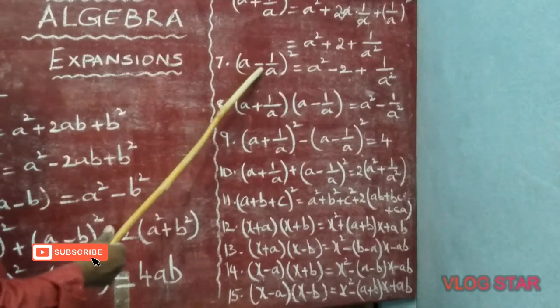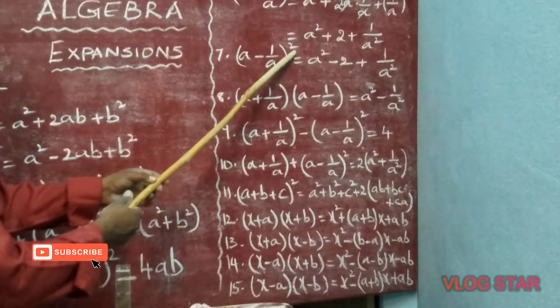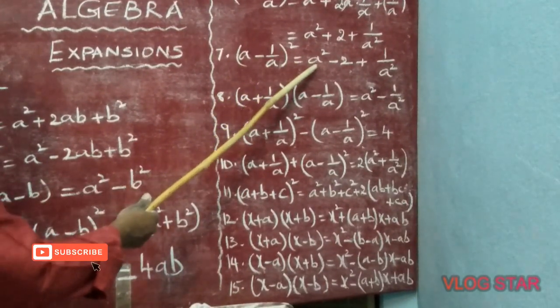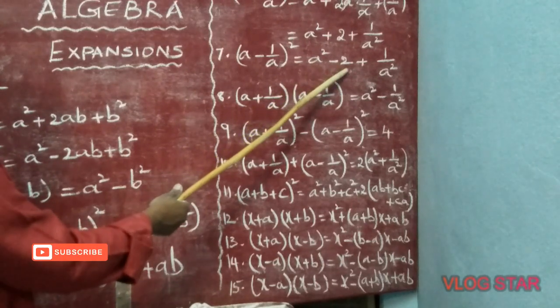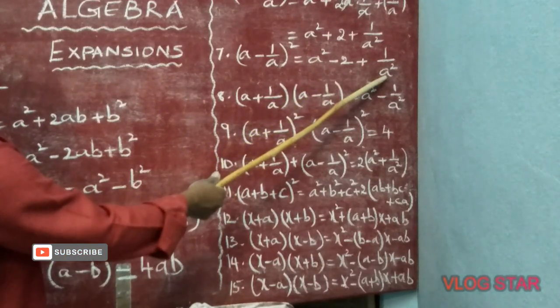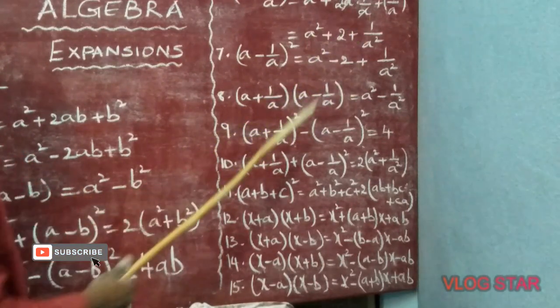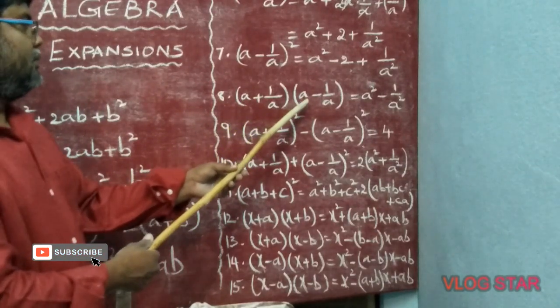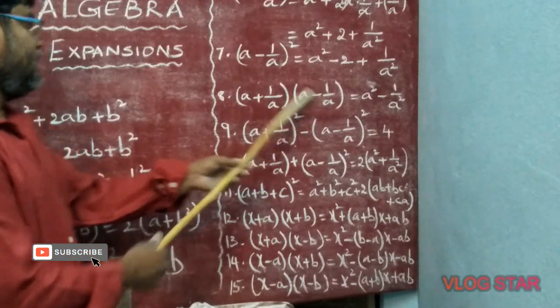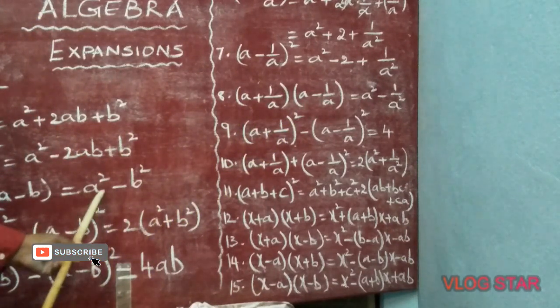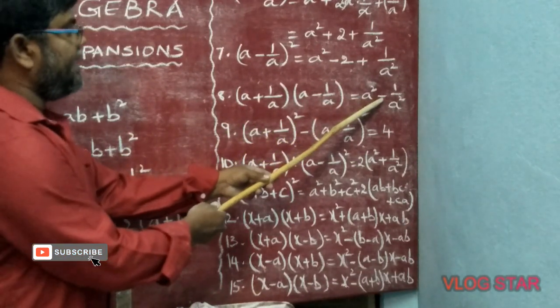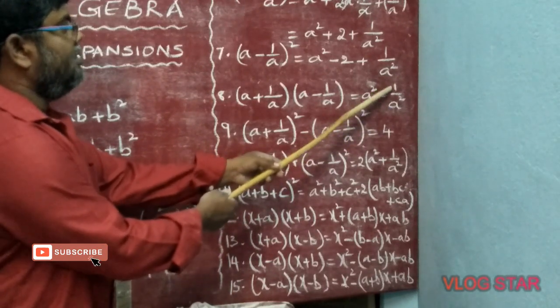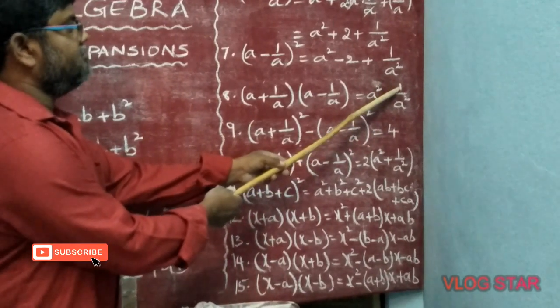Seventh one, (a minus 1 by a) whole square is equal to, in the same manner, a square minus 2 plus 1 by a square, because a gets cancelled. Eighth one, (a plus 1 by a) into (a minus 1 by a). It is in the form of (a plus b) into (a minus b), a square minus b square. B square is (1 by a) whole square.